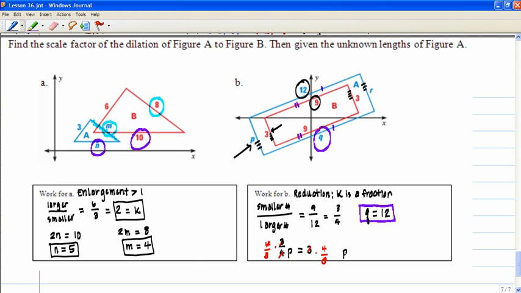P equals 4. And because side R is congruent to P, or measure of side R equals measure of P, R is also going to be 4.